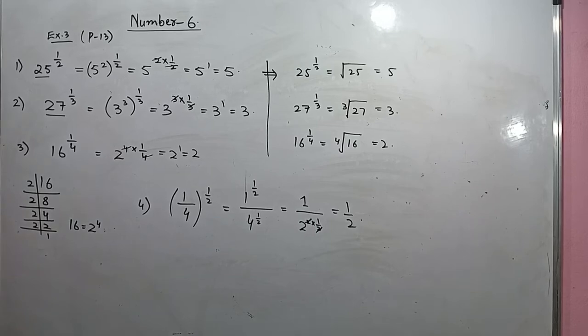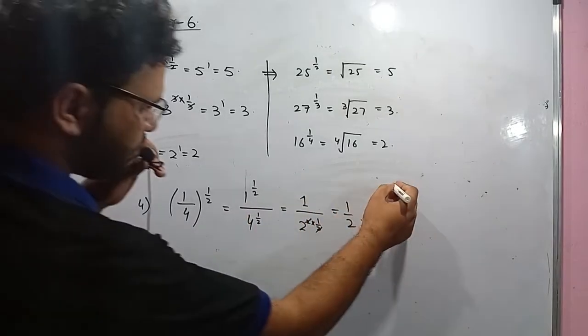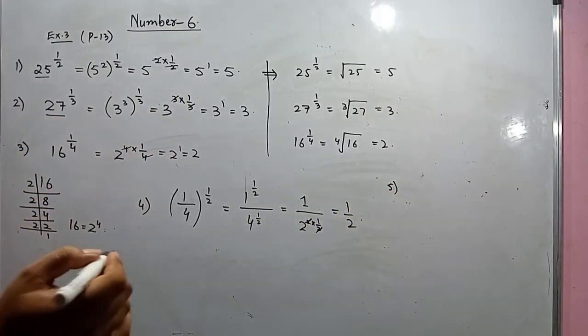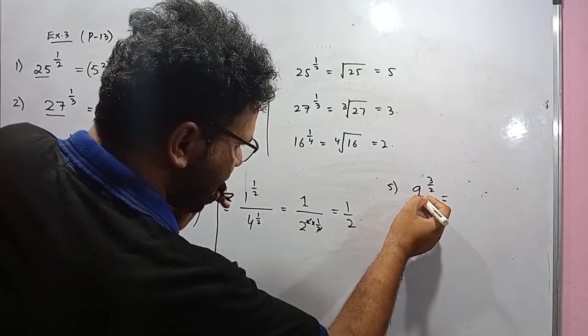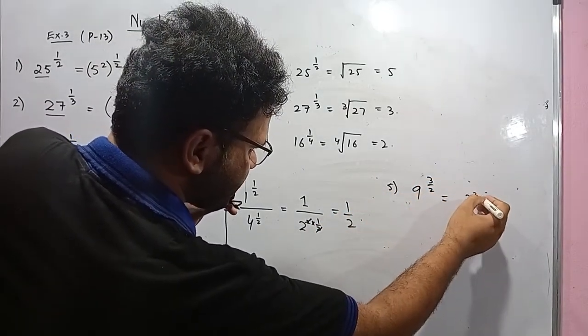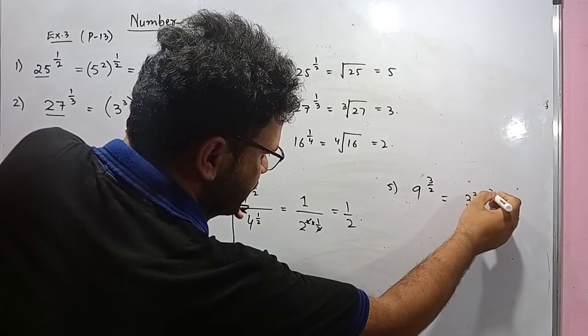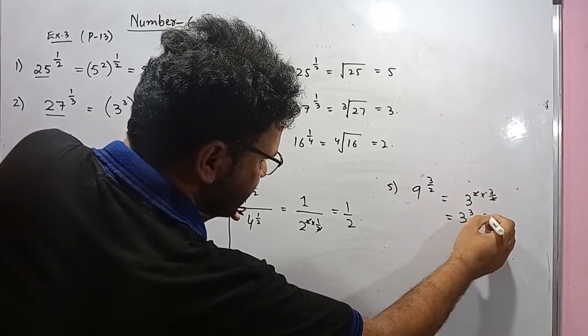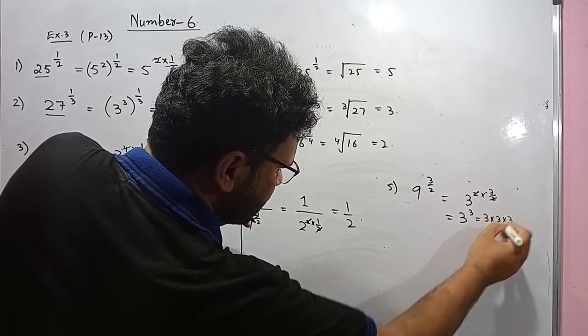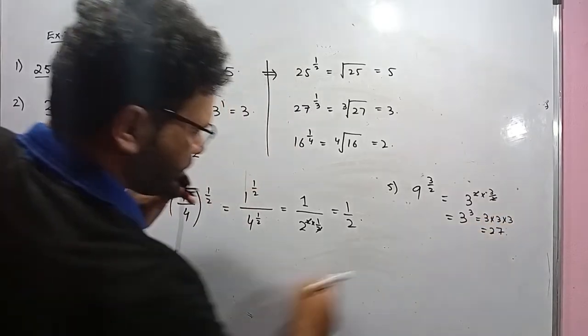Now coming to next, it's fifth one. Fifth one, you can see it's 9 to the power 3 by 2. You can see 9, I can write 3 square. Then into 3 by 2. 2 2 cancel. It's 3 to the power 3. That's 3 into 3 into 3, which is equal to 27.